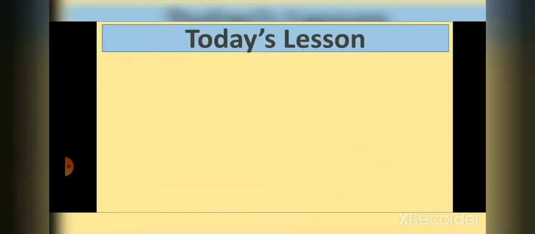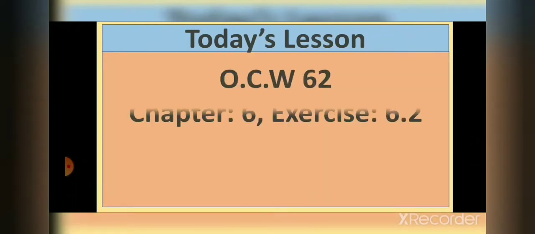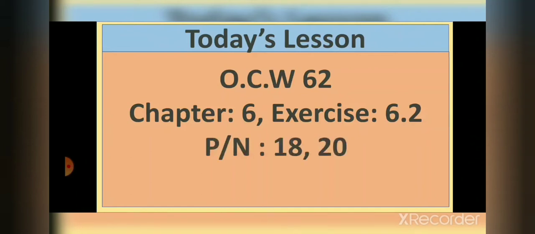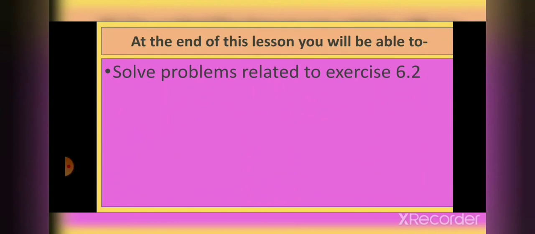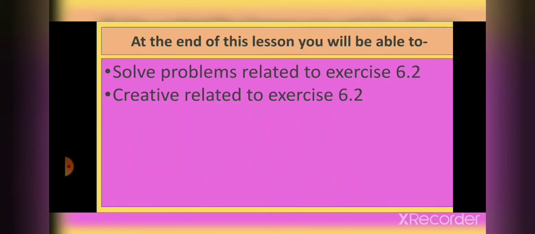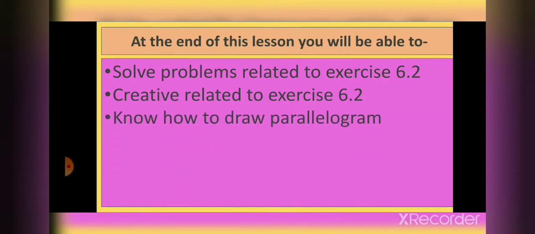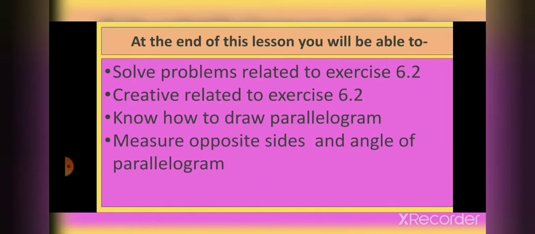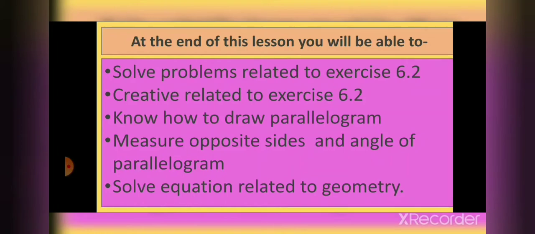Now I am declaring today's lesson. Today, our online classwork number is 62. From chapter 6, we will do exercise 6.2 and we will be solving problem number 18 and 20. Open your book, page number 142. My dear students, at the end of this lesson, you will be able to solve the problems related to exercise 6.2. You will be able to solve the creatives related to exercise 6.2. You will know how to draw a parallelogram and measure opposite sides and angle of parallelogram. You will be able to solve equations related to geometry.